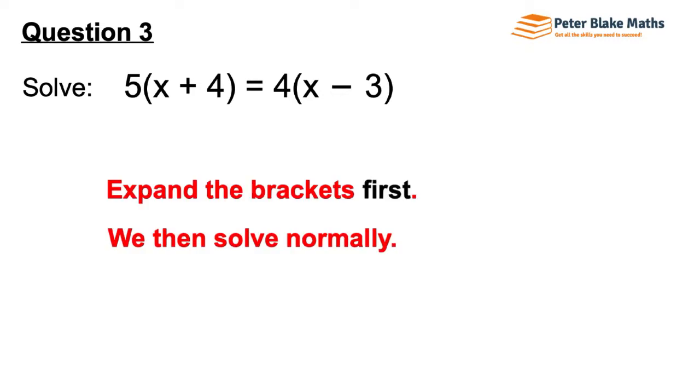We'll expand the brackets first, then we'll solve normally. 5 times x makes 5x, then 5 times 4 makes 20. On the right hand side, 4 times x makes 4x, and 4 times minus 3 makes minus 12.